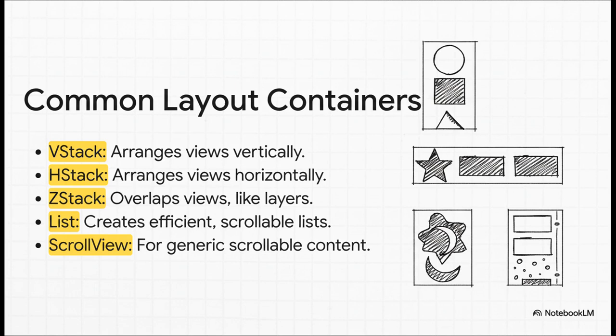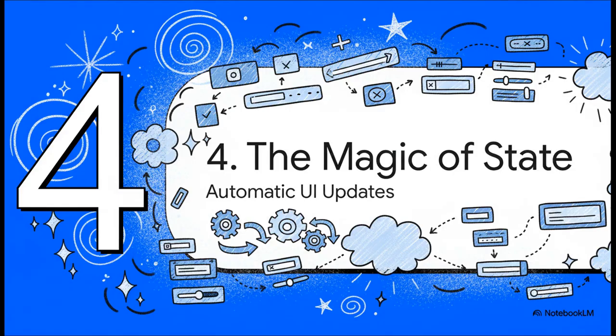And you have a few of these powerful containers in your toolbox. You've got VStack for vertical stacks, HStack for horizontal ones, and ZStack for layering things on top of each other. Think of it like a depth or a Z-axis. Then you've got specialized tools like lists and scroll view for all your scrollable content. These are your essential building blocks. Now we get to the most powerful part of SwiftUI.